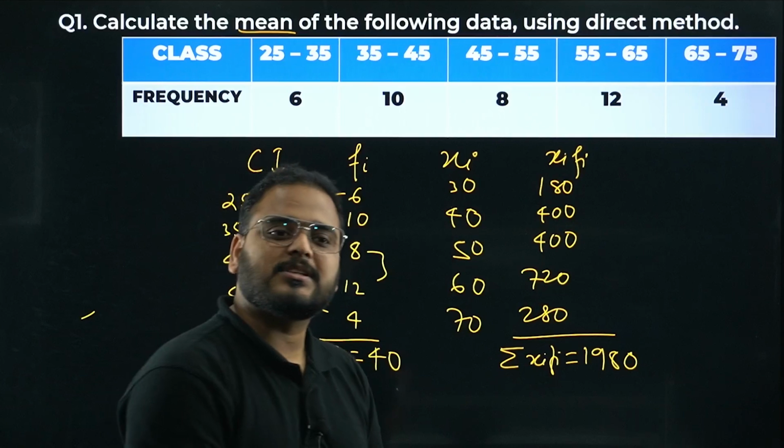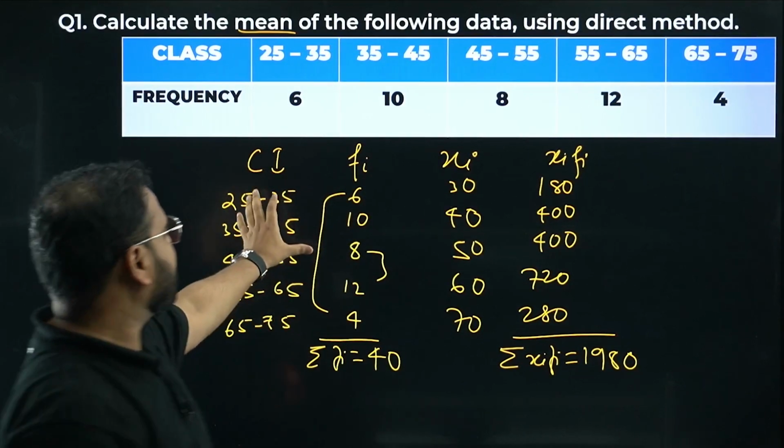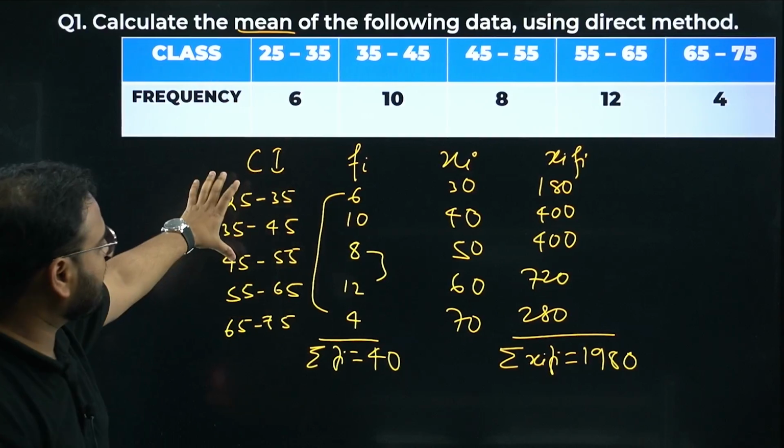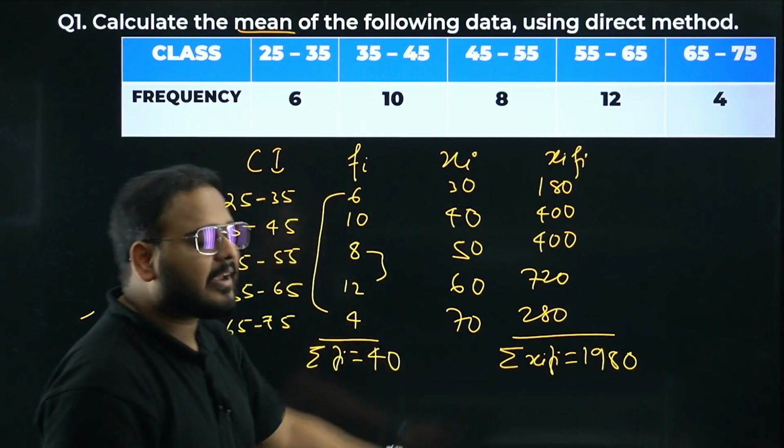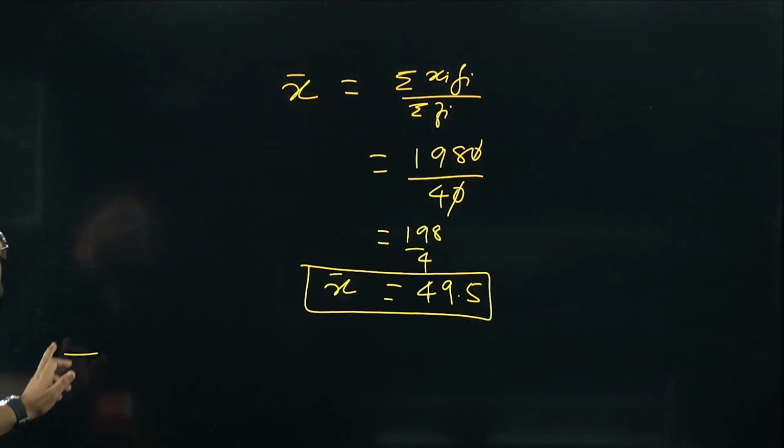I hope this is clear. Moving on. Shall I move to question number 2? Simple question, right? We had been given the class. So I've written here class interval. This is class mark, right? We got xi fi. Product we got like this. And here is our answer.